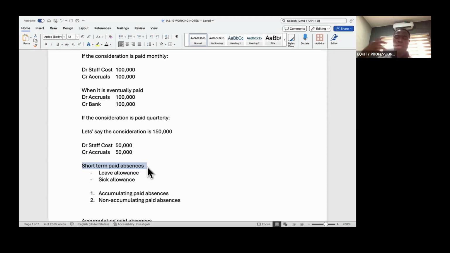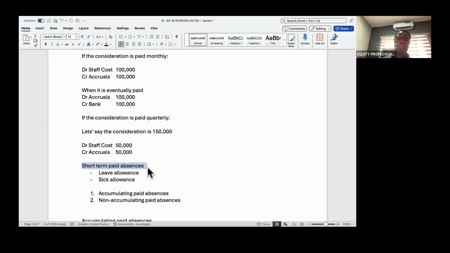If it's going to accumulate, it means that even if the employee does not get that allowance, that paid absence this year, you can carry it forward to next year. So that means at the end of each year, the entity has an obligation because they will still pay it. But if it is non-accumulating paid absence, it means that they will only pay when the event occurs. They will only pay when the employee takes the leave.